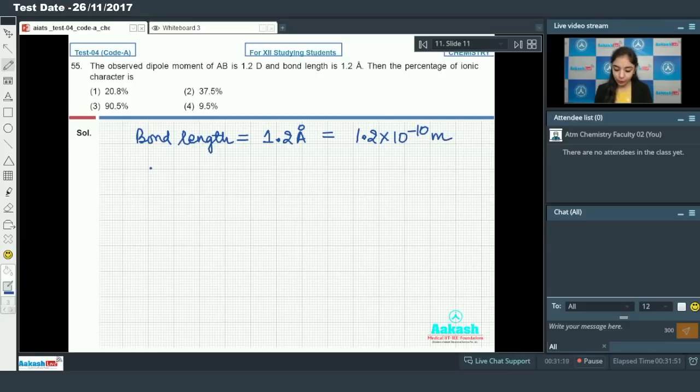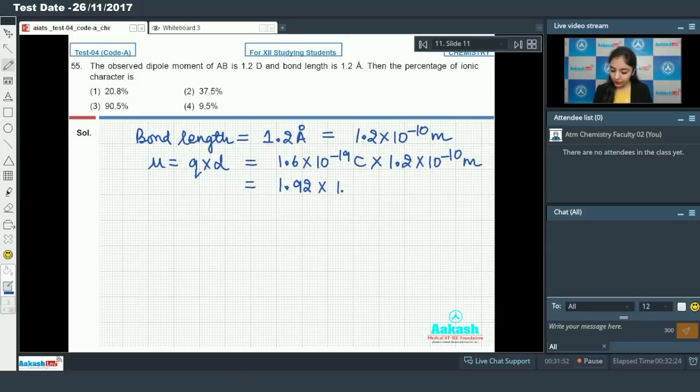Now you can calculate the dipole moment, that is mu, which is equal to Q into d. Q is the charge, which is equal to 1.6 into 10 raised to the power minus 19 coulomb, and d is the bond length, which is 1.2 into 10 raised to the power minus 10 meters. So it is equal to 1.92 into 10 raised to the power minus 29 coulomb meter. Now convert this into debye. As 1 debye is equal to 3.33 into 10 raised to the power minus 30 coulomb meters, you can easily convert this into debye.